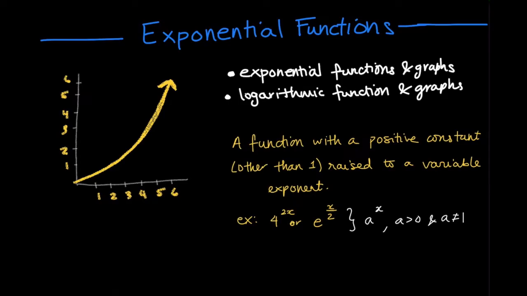So an exponential function is something that looks like the graph I've roughly drawn on the left, and we can define an exponential function as a positive constant other than 1 raised to a variable exponent. An example would be 4 to the power of 2x or e to the power of x by 2. The base, which is 4 or e in this case, can be denoted as a, and this would always be a constant, and the exponent would always have the variable, which would be x. And a has to be greater than 0, and it cannot be 1 because 1 raised to any power would still be 1.